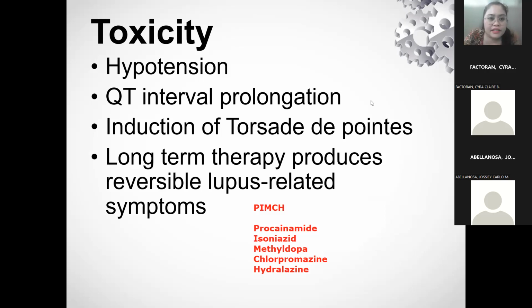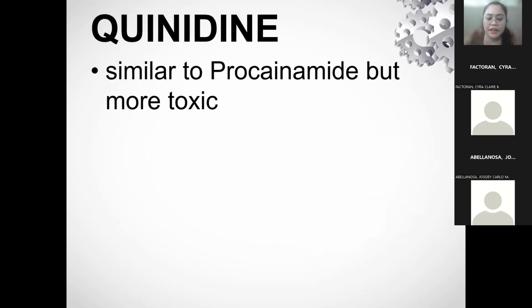Okay? Sige. So quinidine is a cinchona alkaloid, which has the same effect with that of the procainamide. Thus, they belong to one class, but this is more toxic. So I don't know if you have learned this one in your pharmacognosy. Again, this is from cinchona bark. This is an alkaloid. So definitely this is naturally occurring.